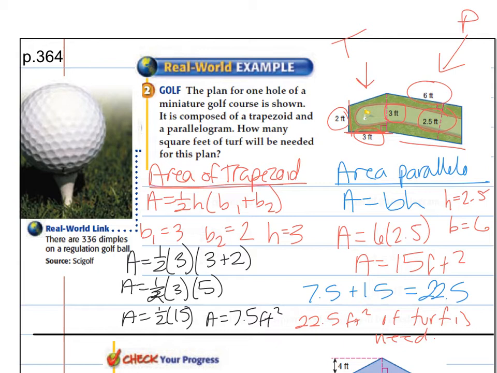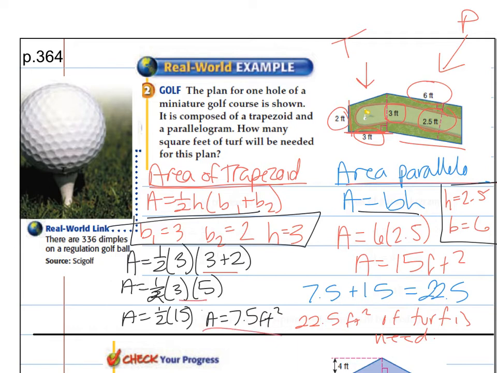So I wrote down what I needed. I wrote down the formulas for which each I needed. And then I wrote down the given information from each shape. So I went to the trapezoid first and plugged in all the given information, worked in my parentheses first, multiplied and then multiplied again, found the area of the trapezoid to be 7.5. Went over to my parallelogram, multiplied base times height, got 15.